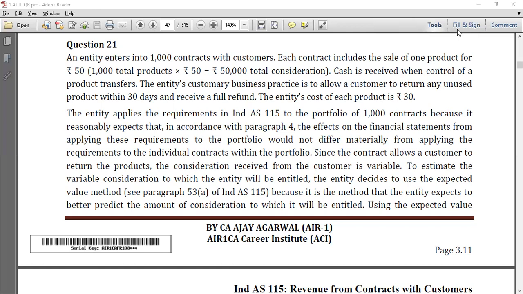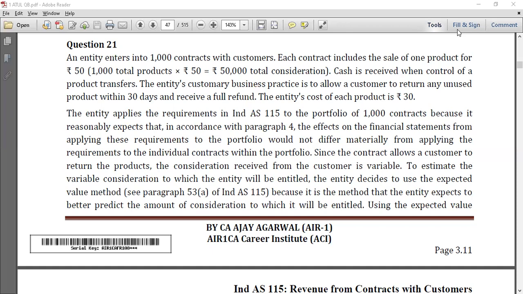Using the expected value method, the entity is estimating that 970 products will not be returned. That is, 30 products will be returned. So how can you say that? First, how many products did he sell? He sold 1,000 products, but how many will not be returned? 970. So 970 into 50, that you can recognize as revenue.